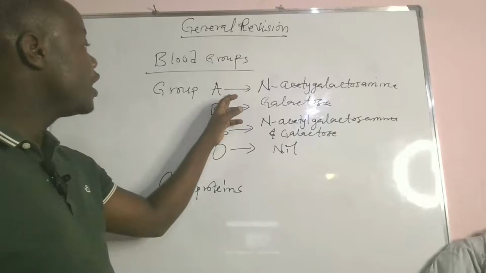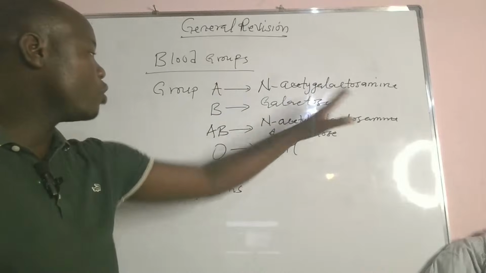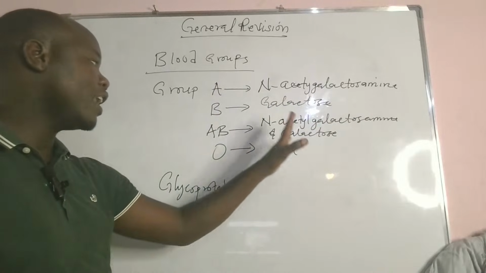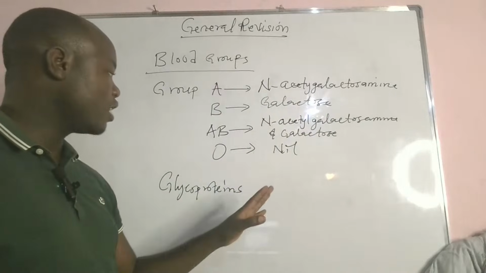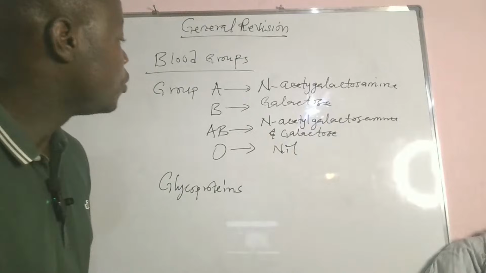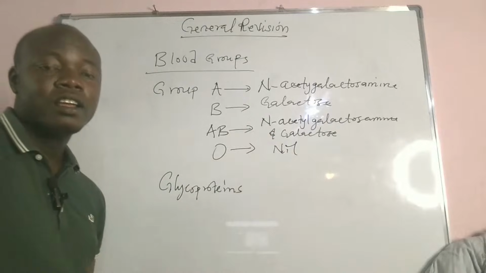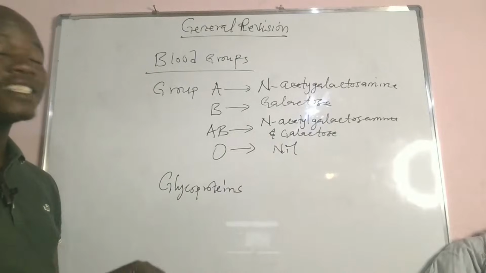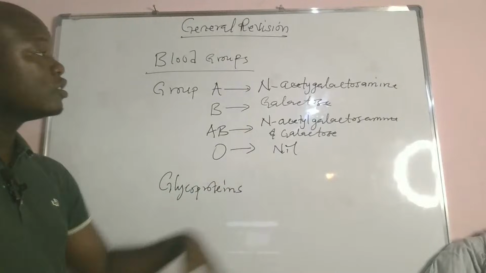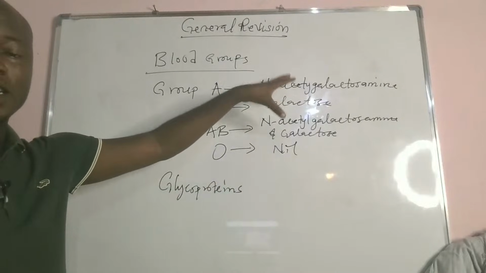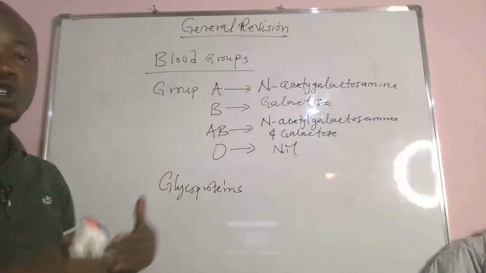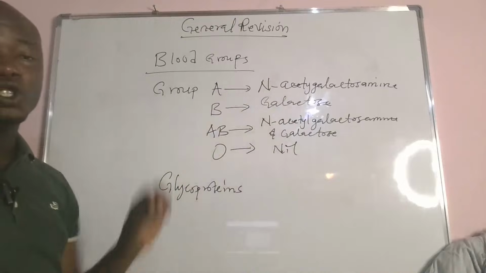So blood group A has N-acetyl galactosamine, while blood group B has galactose. The AB has both N-acetyl galactosamine and galactose, and for blood group O it is nil. That is why it is considered a universal donor. So even the antigenic reactions that occur as a result of blood transfusion from one individual to another are because of these sugars.